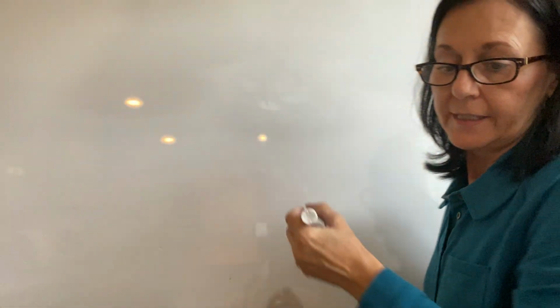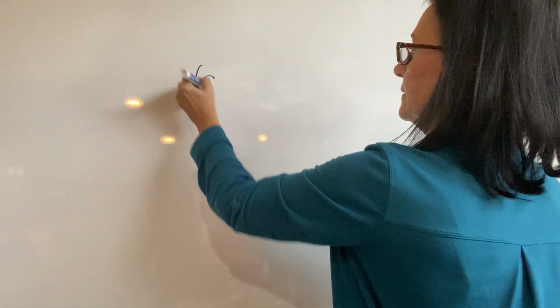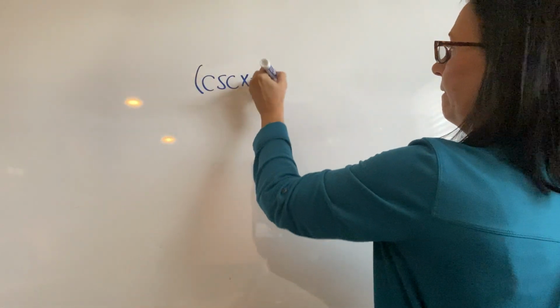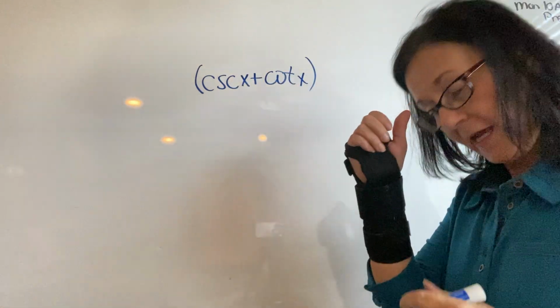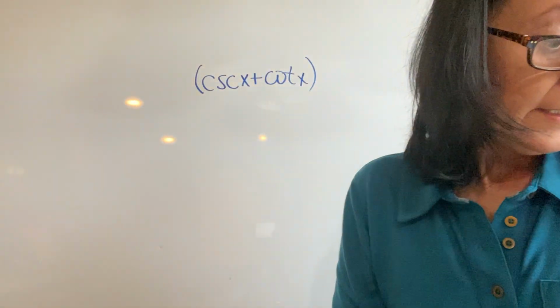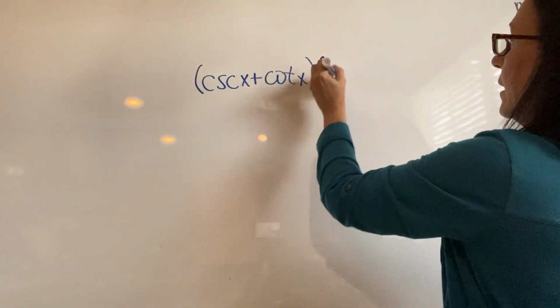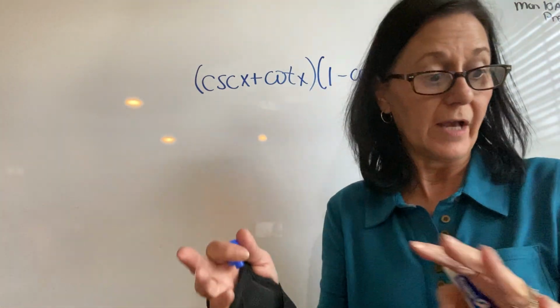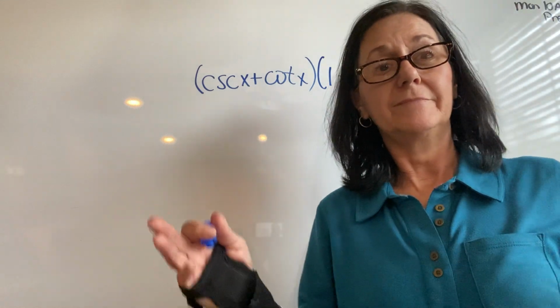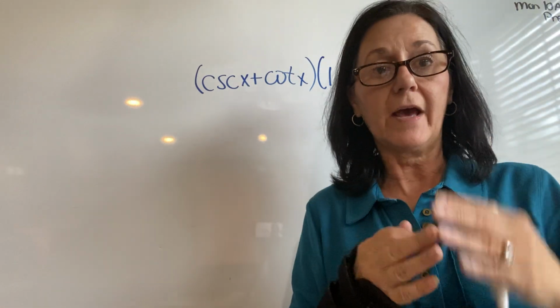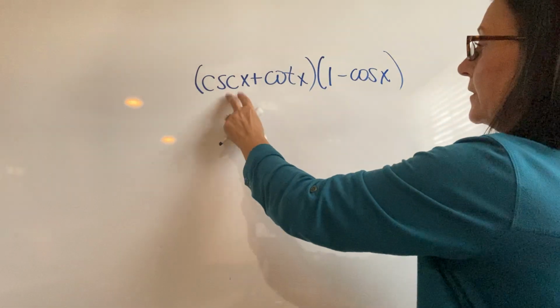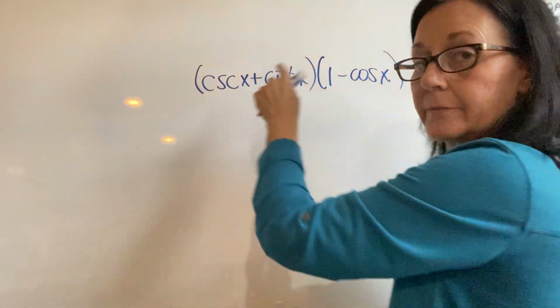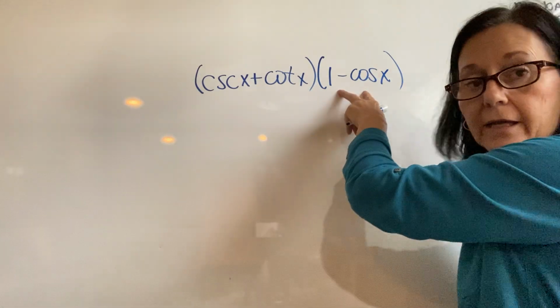Example 4 is the cosecant plus the cotangent times 1 minus the cosine x. Already I'm thinking I want to go to sine cosine for both of those. We don't have an equality. We don't have to try to prove that it's something else. We're going to simplify it as much as we can. So my first thought was go to sine cosine. This is already in sine cosine.